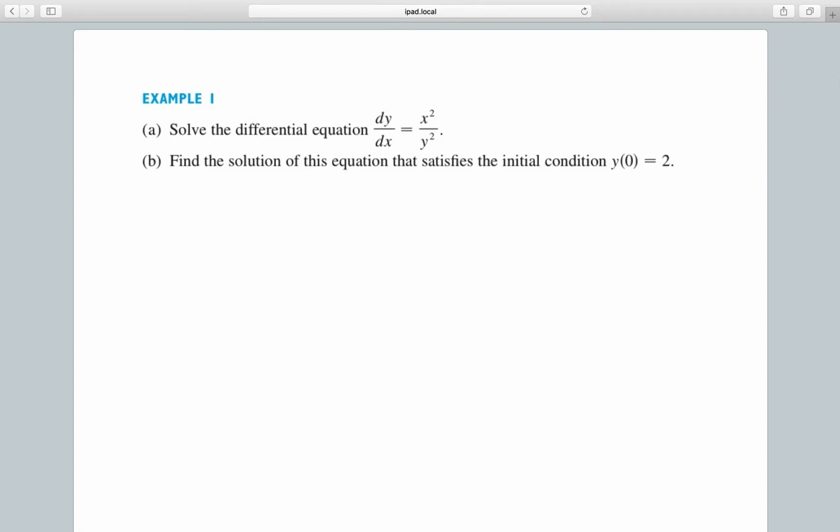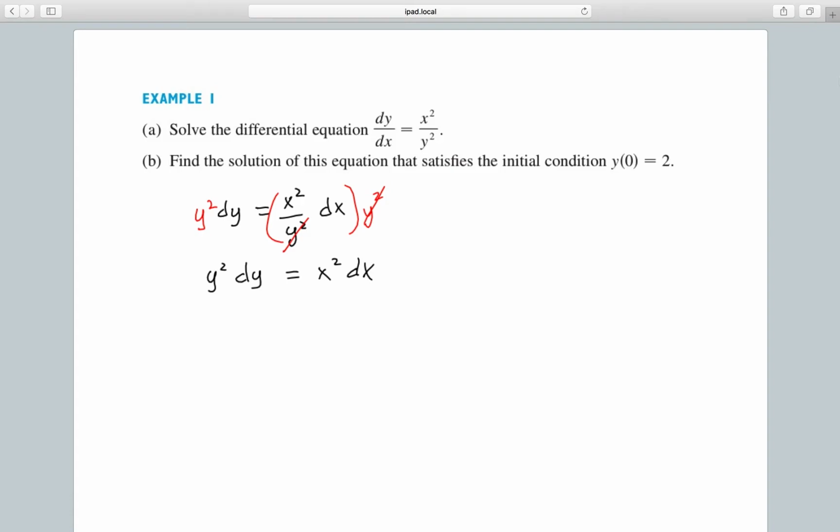All right, so this is a separable equation that we're going to solve by separation of variables. What I'm going to do first is multiply the dx to the other side. So I'm going to have dy equals x squared over y squared dx. Then I'm going to multiply both sides by y squared, and so on this side that cancels, and I end up with y squared dy equals x squared dx.